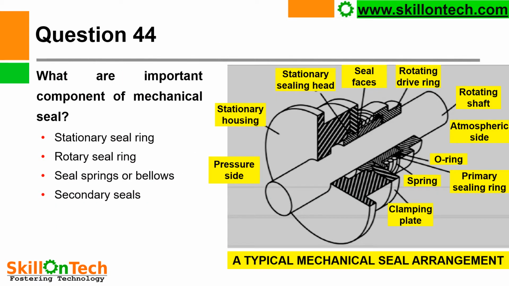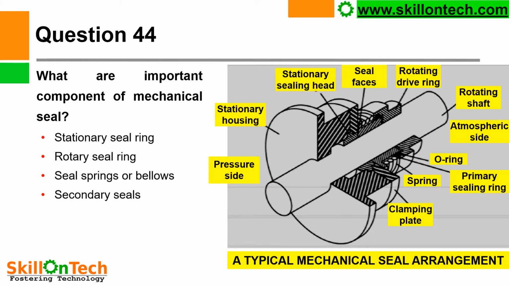What are the important components of a mechanical seal? You can see a typical mechanical seal arrangement where all components are shown. The important components of a mechanical seal are the stationary seal ring, rotary seal ring, seal spring or bellows, and secondary seals, elastomers.